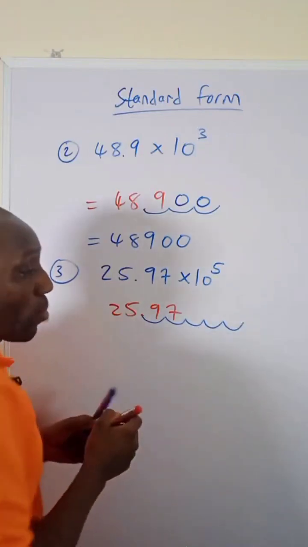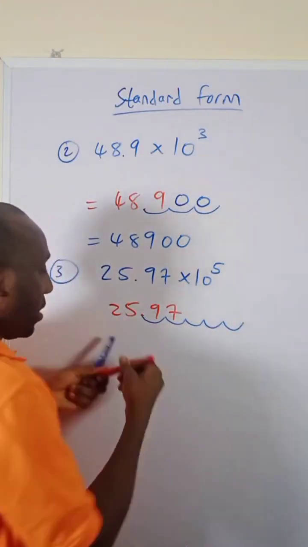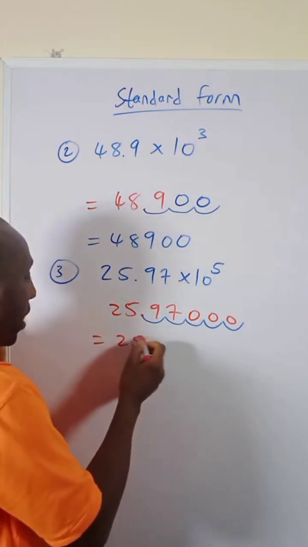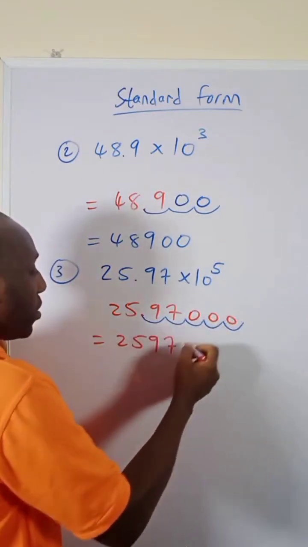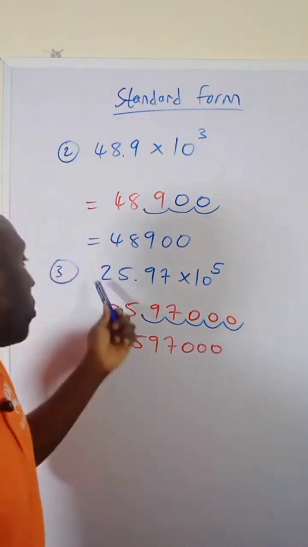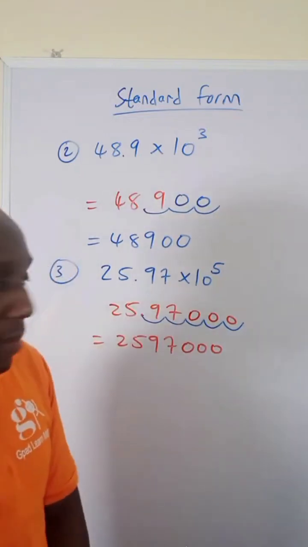I'm going to show you how to do this in your head without doing all of this dramatic stuff you have here. So this is 2597000000. What you have here is this number written as an ordinary number.